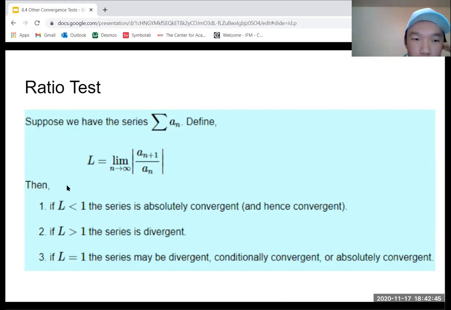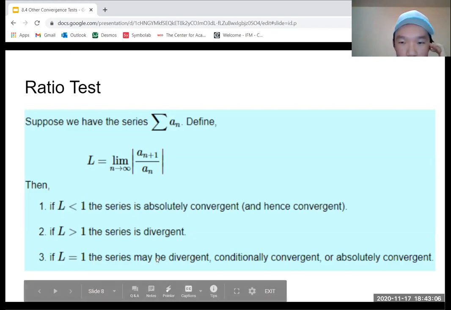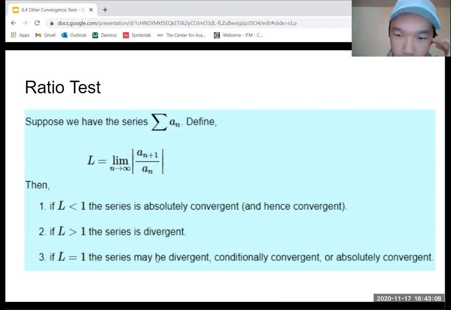All right, let's read how the test is concluded. So you have the limit, which we call L, and it says if the limit is less than 1, then the series is absolutely convergent and therefore convergent. If it's greater than 1, then it's divergent. And if it is equal to 1, then it's inconclusive, basically. Okay.